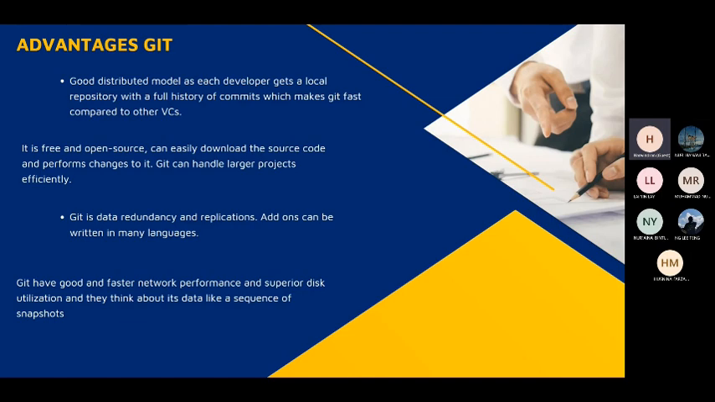Git provides data redundancy and replication. Add-ons can be written in many languages, so for Git you can use languages like Python, C++, C, and so on. Git has good and faster network performance and superior disk utilization, and it thinks about its data like a sequence of snapshots.